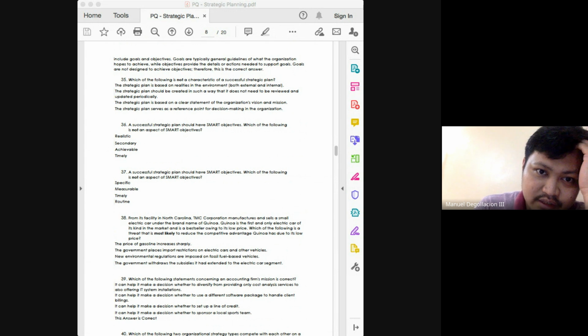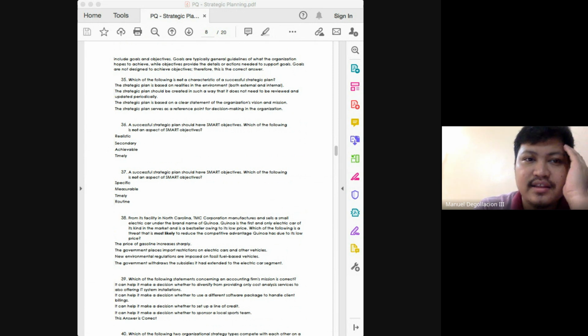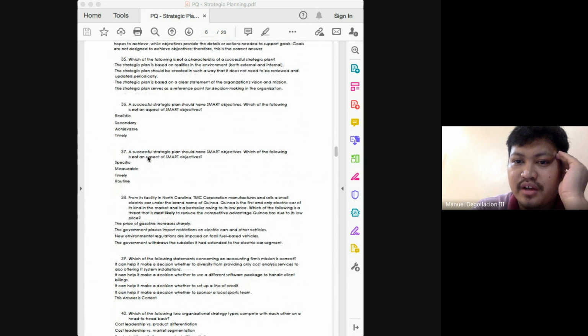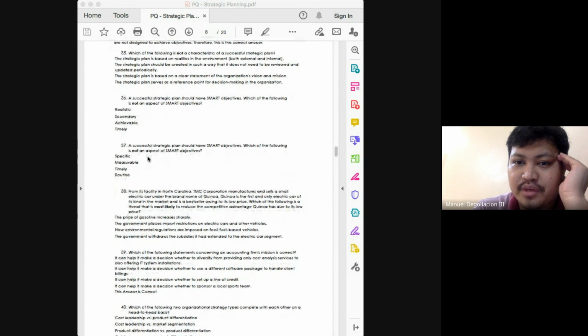What are the aspects of a SMART objective? You may be asked to give a brief description for each of the aspects: the specific, measurable, achievable, realistic, and timely aspects, class. Okay. 37, a successful strategic plan should have SMART objectives. Which of the following is not an aspect?